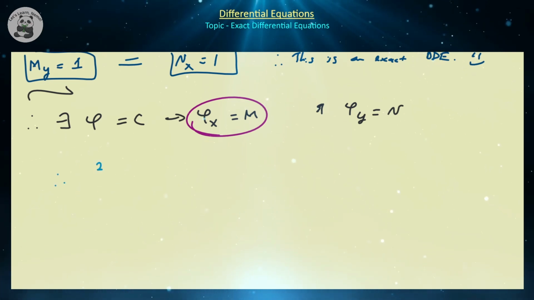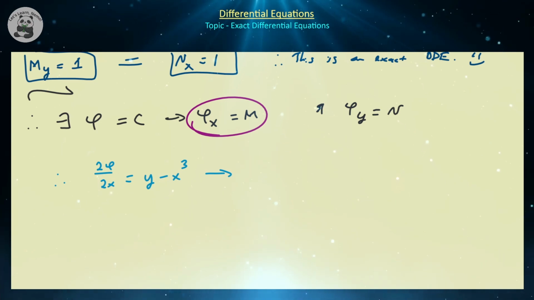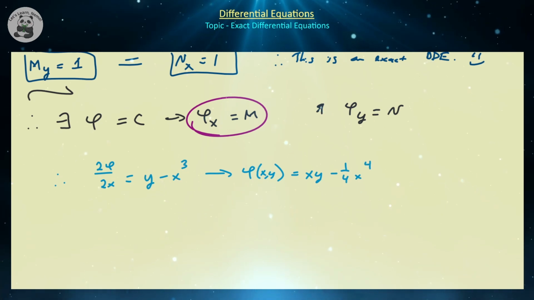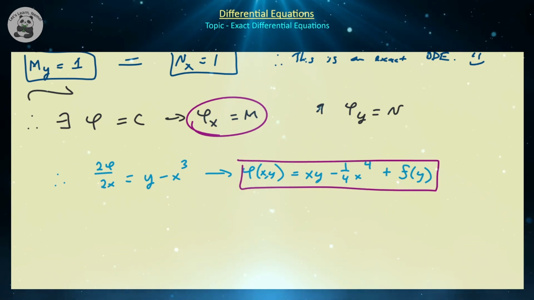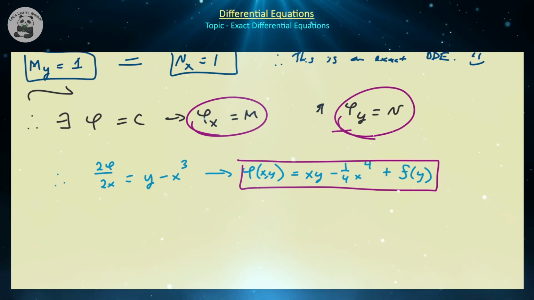Okay, so the partial derivative of phi with respect to x is equal to M. And remember, M was equal to y minus x cubed. So if that is equal to the partial derivative of phi with respect to x, what is phi of x, y equal to? We're just going to integrate that with respect to x. That's going to be equal to xy minus 1/4 x to the power of 4 plus some unknown function of y.